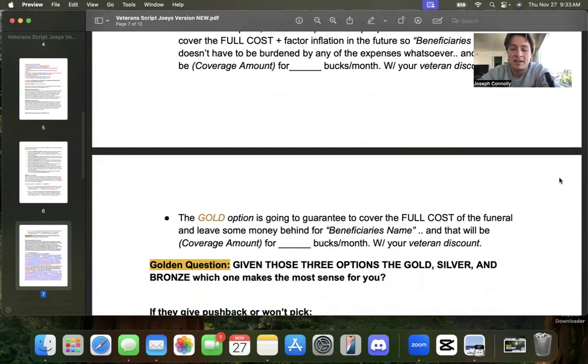And then lastly would be the gold option. The gold option will, of course, cover any funeral cost and just make sure that you're leaving some extra money behind for Janice, and the most amount of extra money behind as well. And the gold option will be $25,000 of coverage with $50,000 of accidental coverage. And that would be $150 a month with your veterans discount.